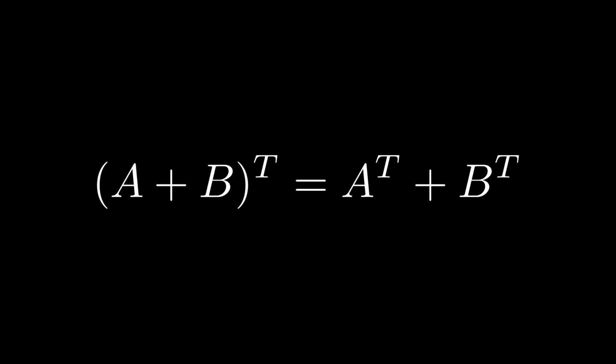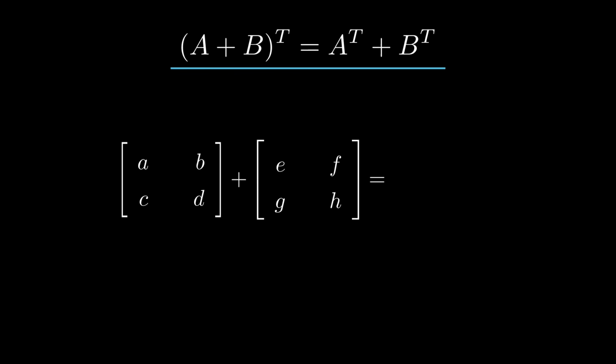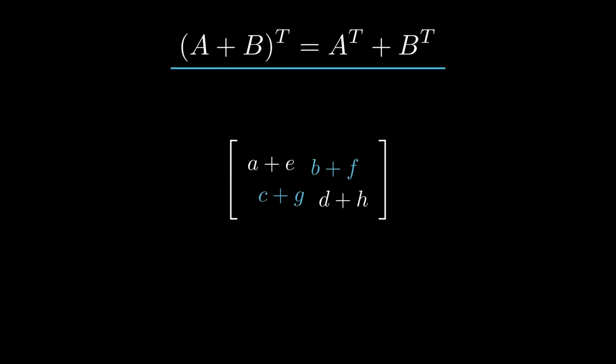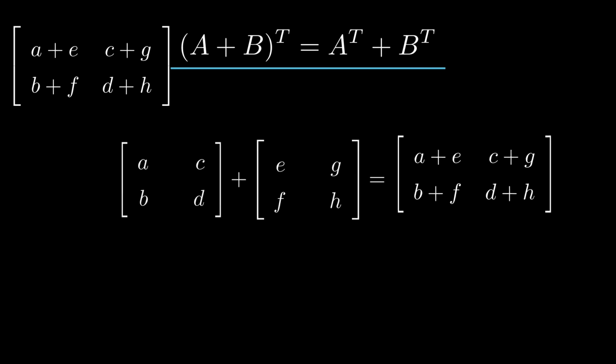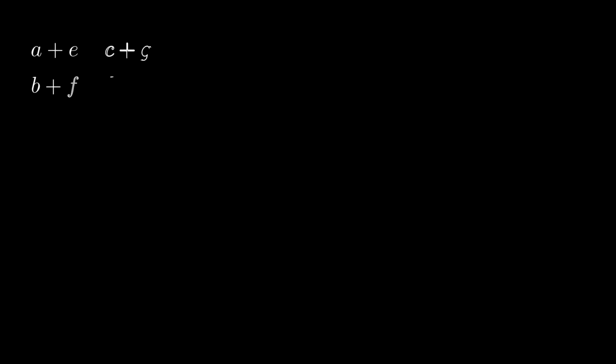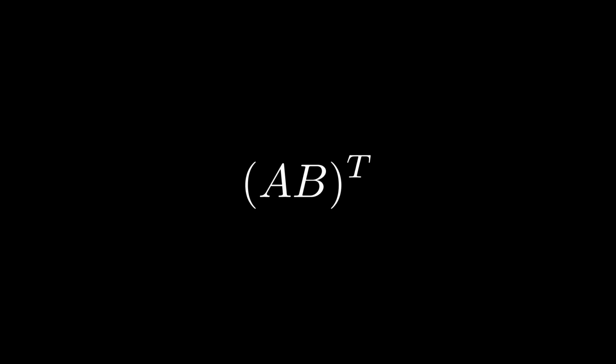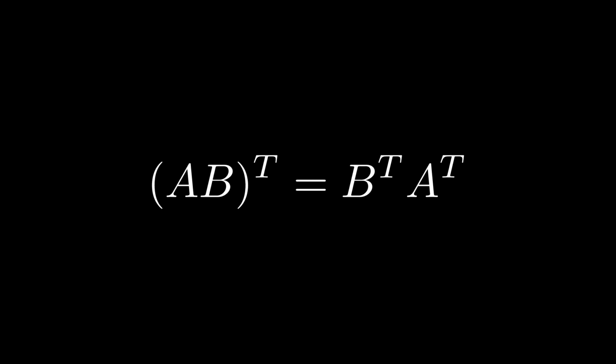A few useful properties that come up a lot are: if you want the transpose of a sum of two matrices, you can distribute the transpose into the sum, and so take the transpose of the individual matrices and then add them up. Here's a little demonstration of that. If you want the transpose of the product of two matrices, you can distribute the transpose into the product, but you also have to flip the order of the product.